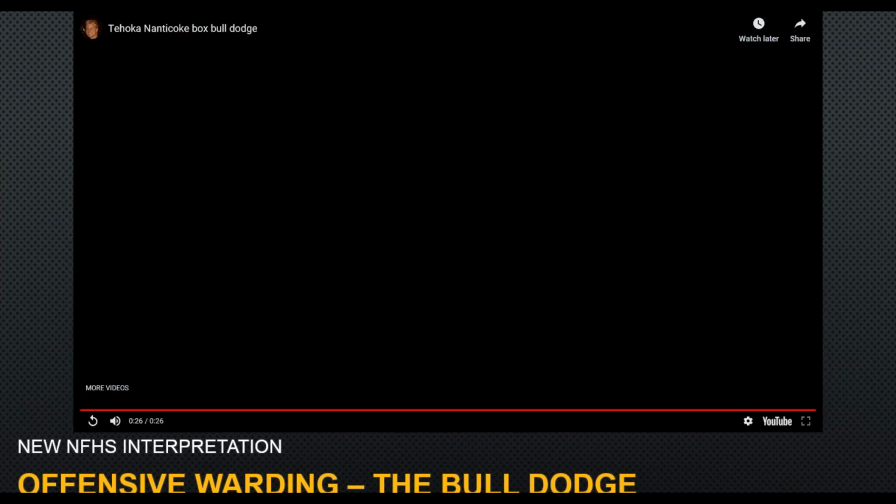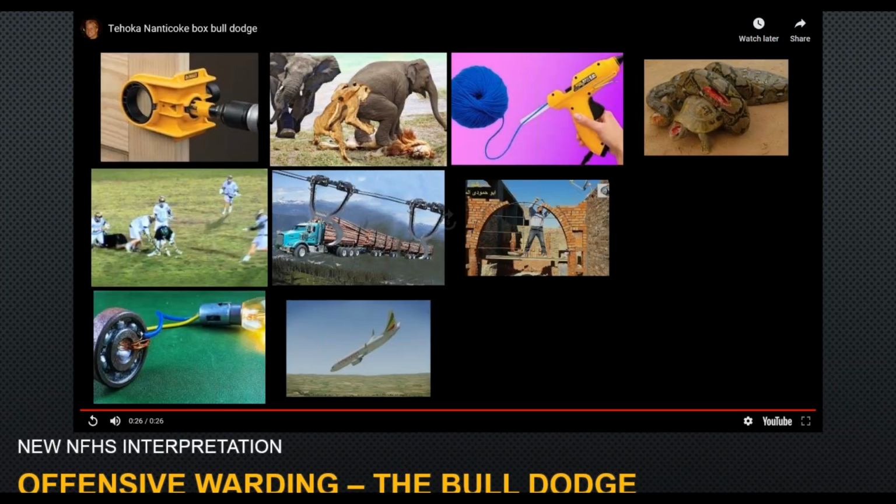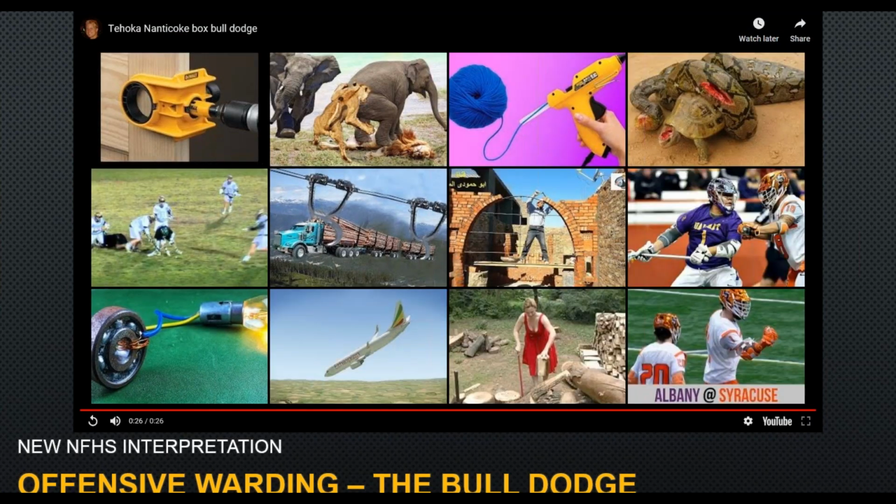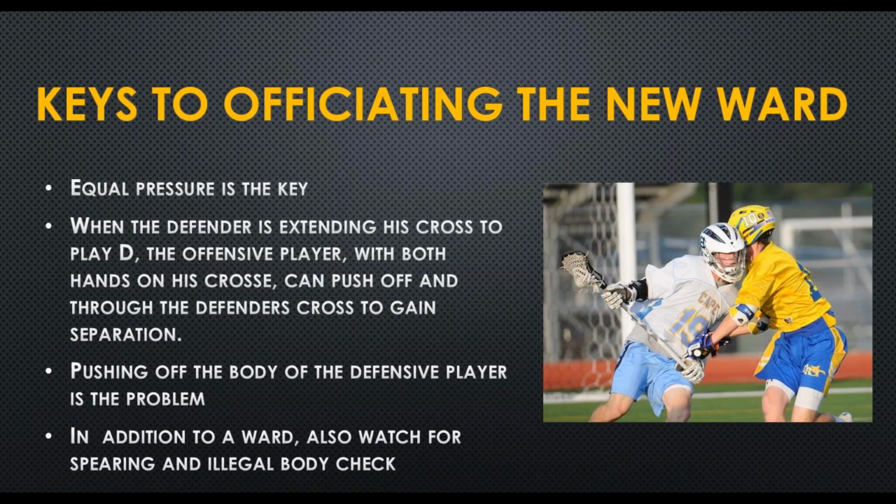It is going to be a little bit of a challenge for us to officiate, but I'm real sure that we'll be able to do a good job with this. The key is to officiate the new warding rule. Again, guys, equal pressure is the key. When the defender is extending his cross to play D, the offensive player with both hands on his cross can push off and through the defender to gain separation.